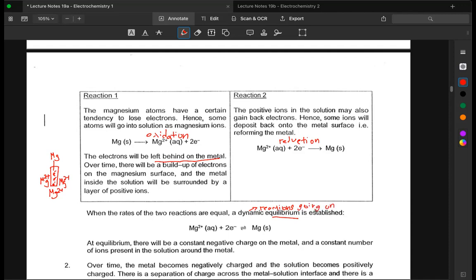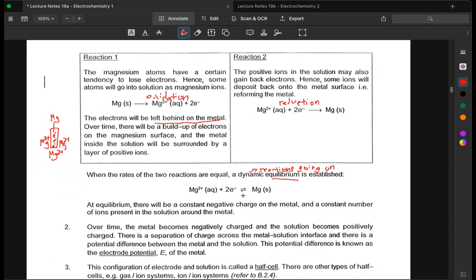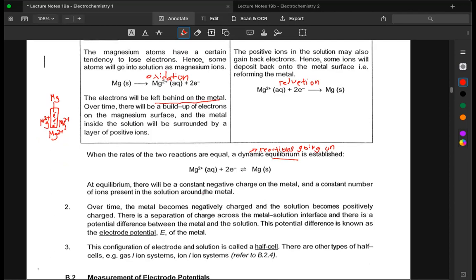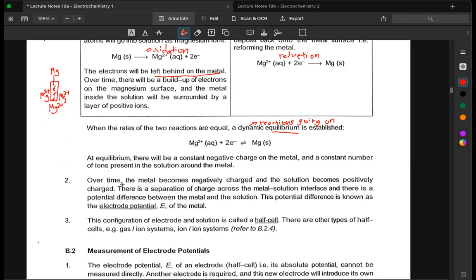Okay, so you combine these two equations, you change the arrow to a reversible sign. So at equilibrium, there will be a constant negative charge on the metal and a constant number of ions present in the solution around the metal. Negative charge because of the electrons. Now over time, constant doesn't mean the number of electrons and the number of positive ions is the same. Constant means no further change.